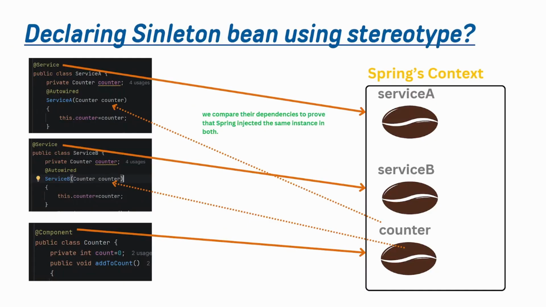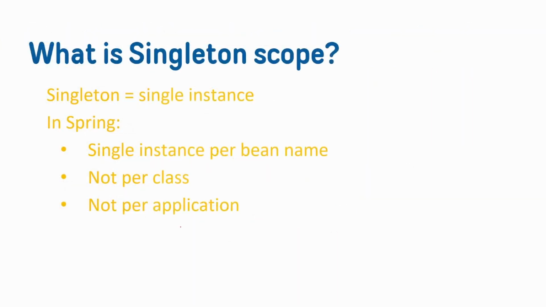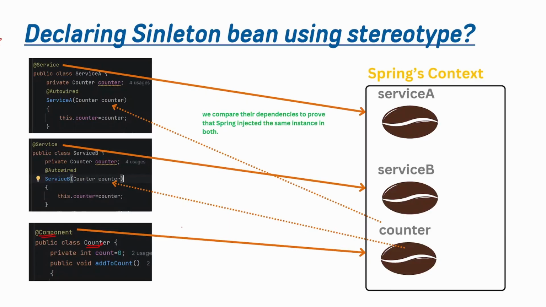So let's see it with the help of a diagram. Basically what happened here is, first we have marked the counter as a component. So it will add the counter bean to the Spring context. Since we don't specify any scope for service A and service B, they are of type singleton and are added to the Spring context.